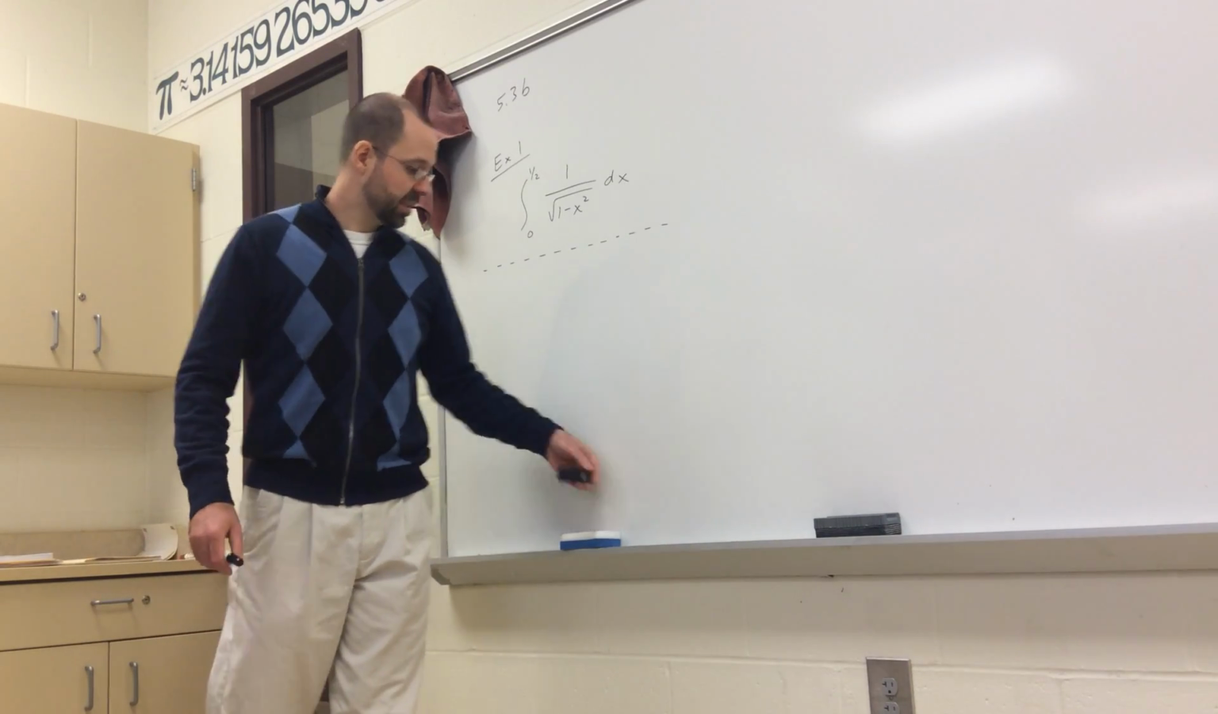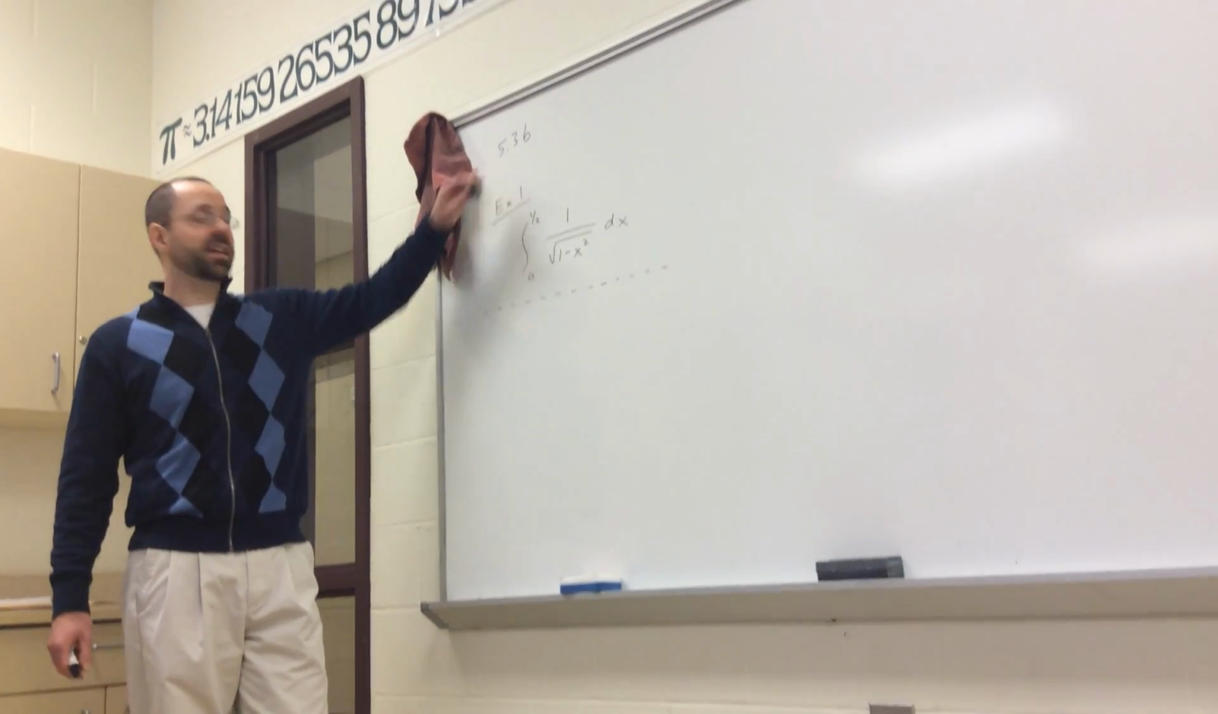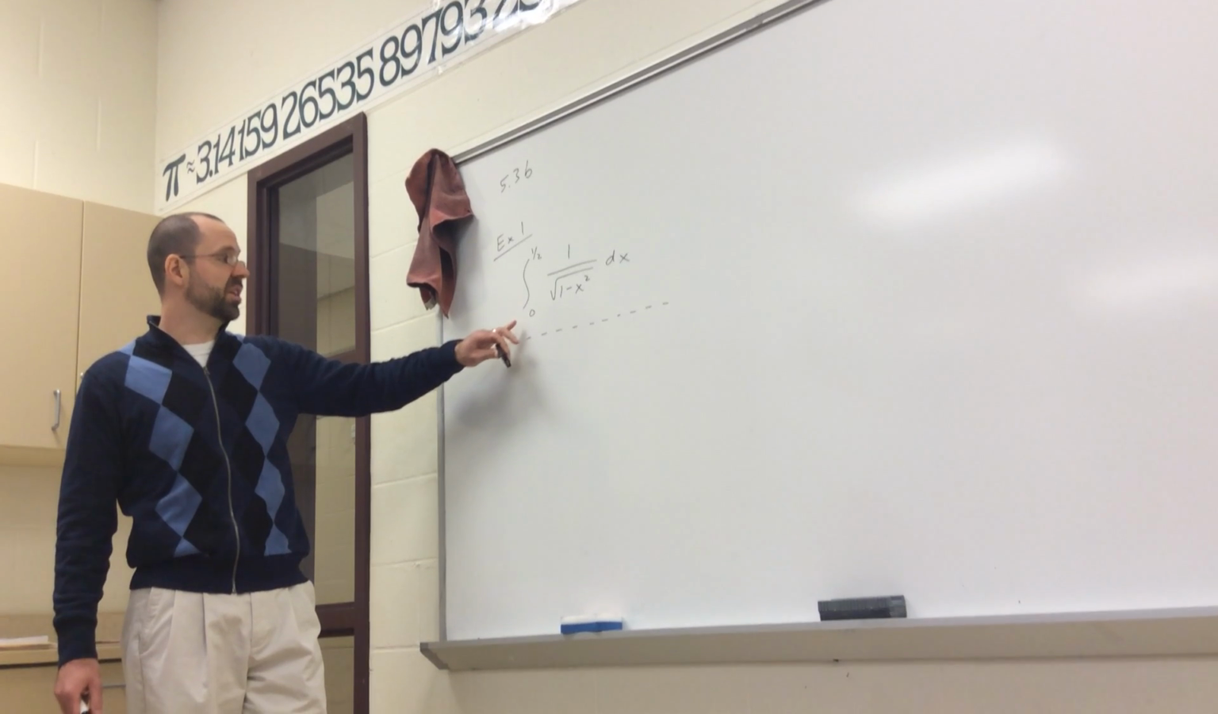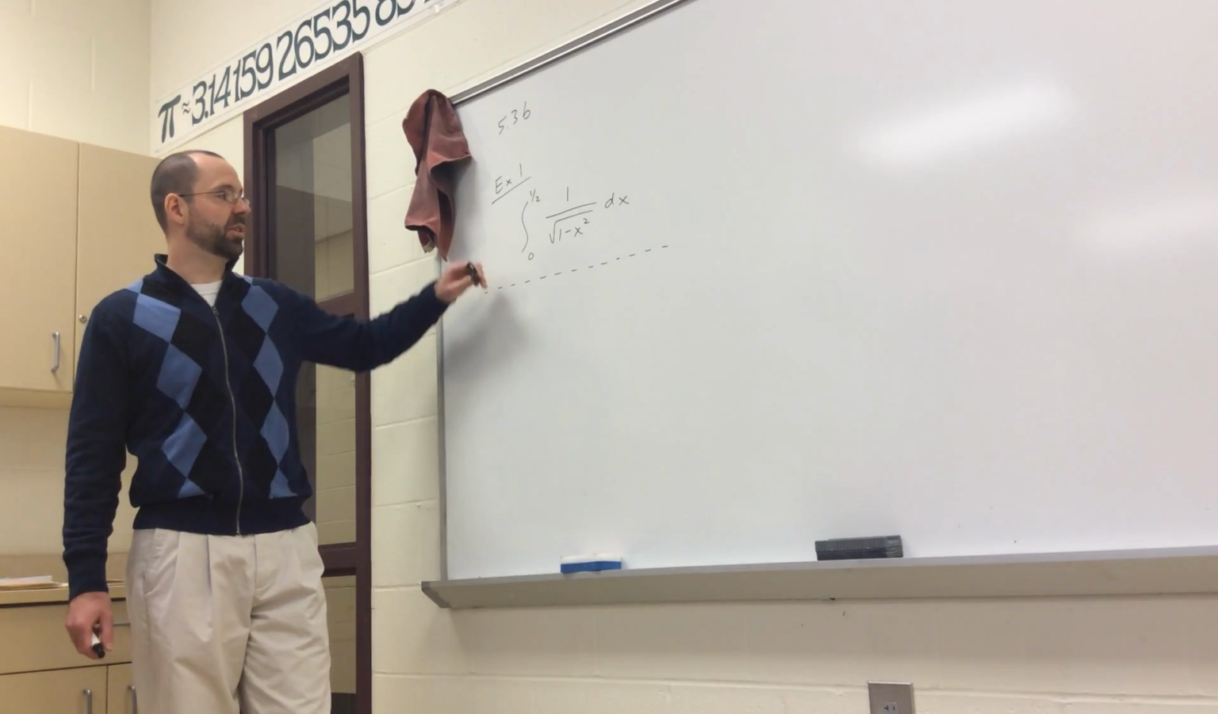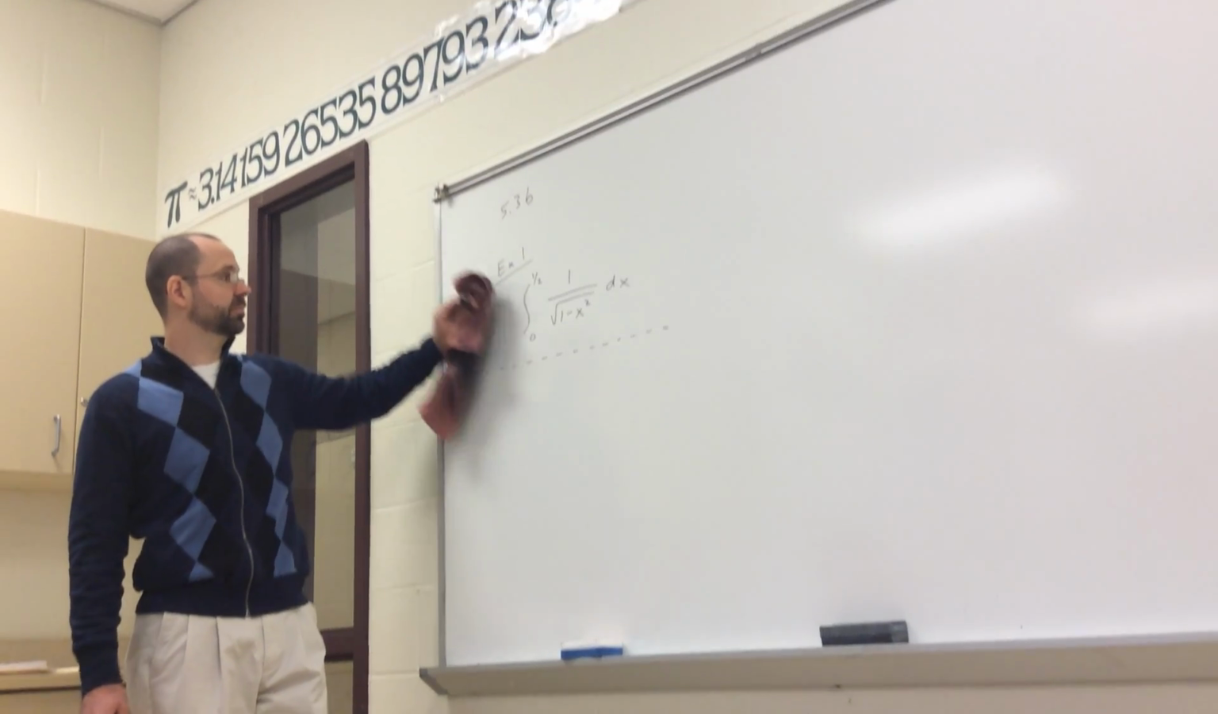Okay, so we're doing 5.3b today, and this is example 1. We're taking the integral from 0 to 1/2 of 1 over the square root of 1 minus x squared.